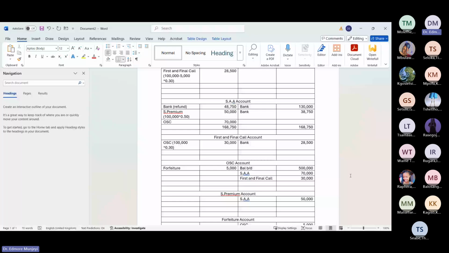That was number one. Number two, still on the share premium, share application and allotment. He said to us, we don't have an account for it where we are going to put the share premium.